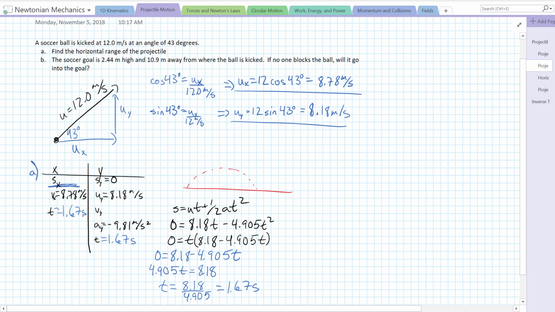And so I can now solve for my horizontal displacement. In the x direction, displacement is just equal to x velocity times time. There's no acceleration, so a is equal to 0 in the SUVAT equation. So it's just equal to 8.78 times 1.67. S equals 14.6 meters.